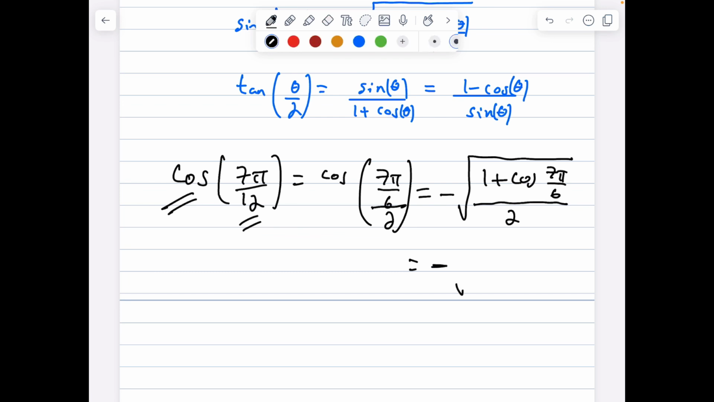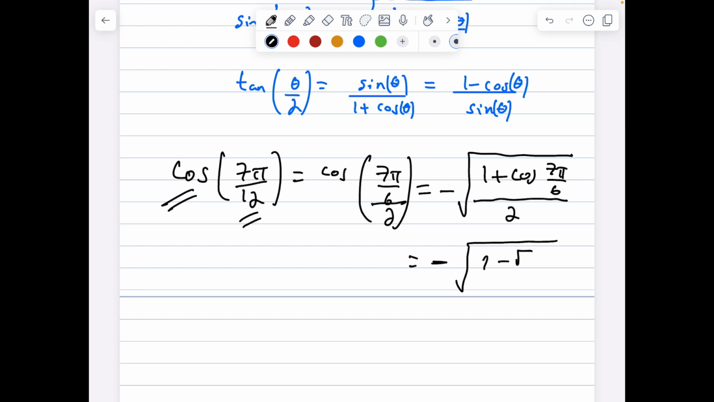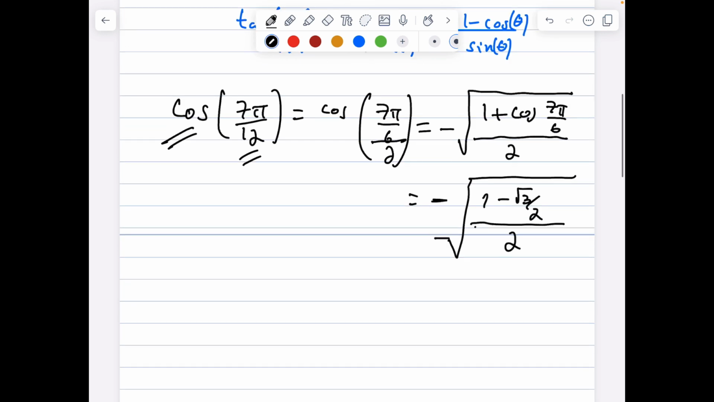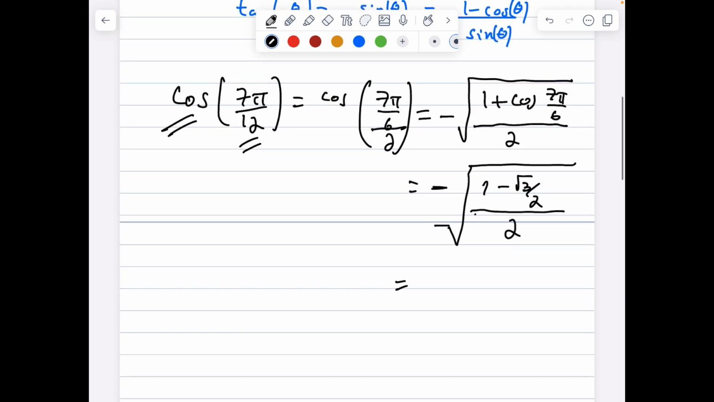All right, so then all you need to do at this point is to find what the cosine of 7 pi over 6 is, which is negative root 3 over 2. So I'm just using the unit circle at that point. Let me make the square root a little bigger. So all we did was replace cosine 7 pi over 6 with that value. And technically speaking, you can leave it this way. It's an answer.